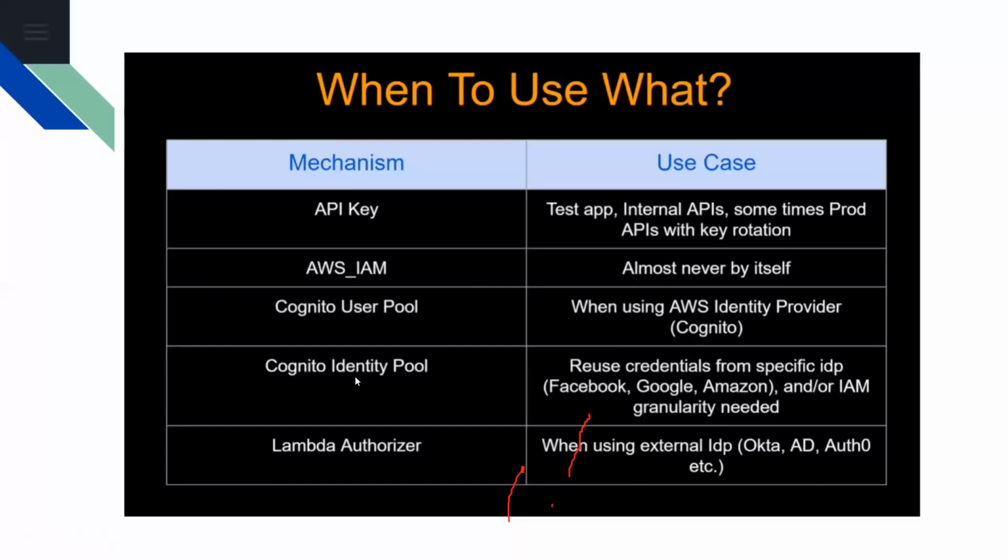And Cognito identity pool, when do we use this? We can use it to reuse credentials from a specific IDP, that is, internet identity providers like Facebook, Google, Amazon, Auth0, or whatever, and or IAM when granularity is needed. Then when do we use Lambda authorizers? When using an external IDP, Okta, Auth0, etc. Whenever you're using any external identity provider, we use Lambda.